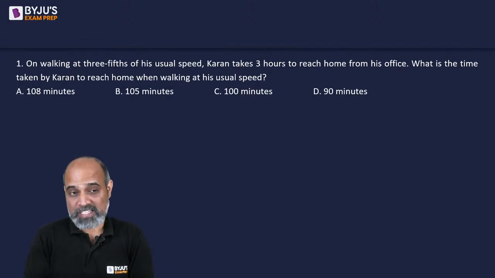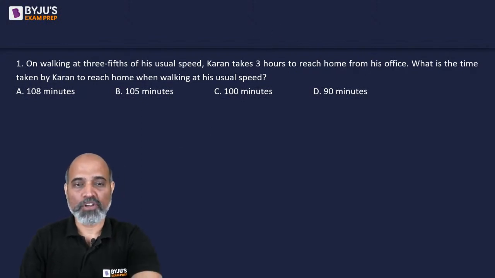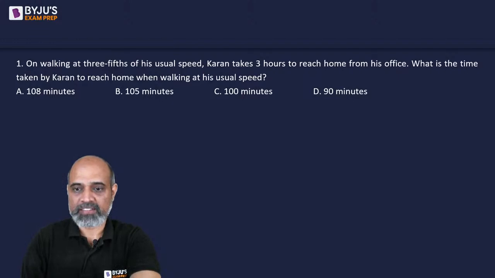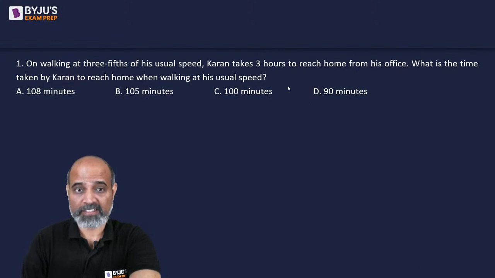So this is a question based on time, speed, and distance, obviously. So in time, speed, and distance, one of the three things is always going to be constant. Okay. So it's either time, it's speed, or it is distance. So we need to find out which one is constant here, whether it is time, whether it is speed, or whether it is distance here.